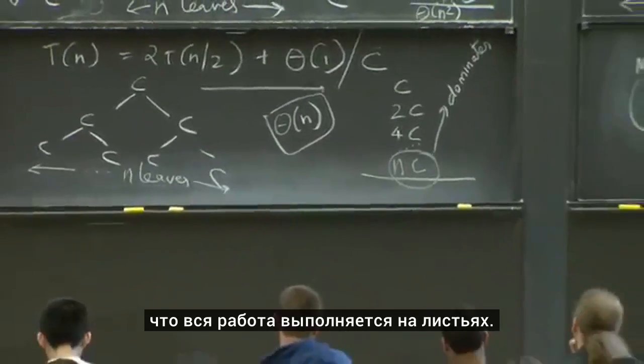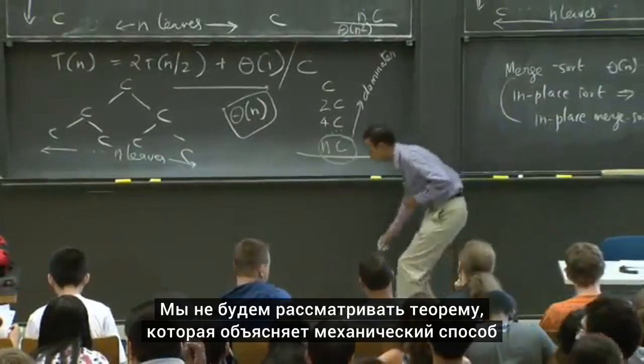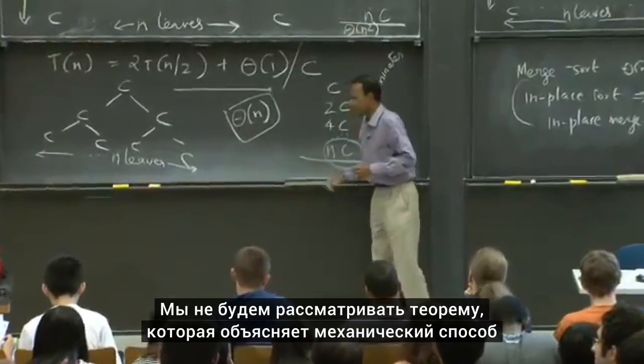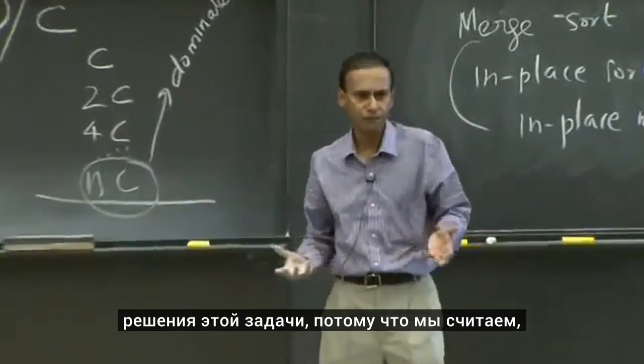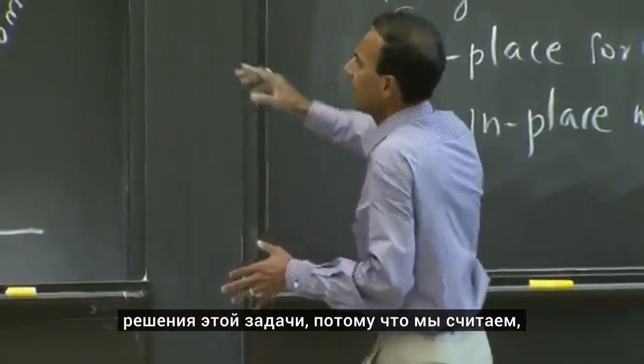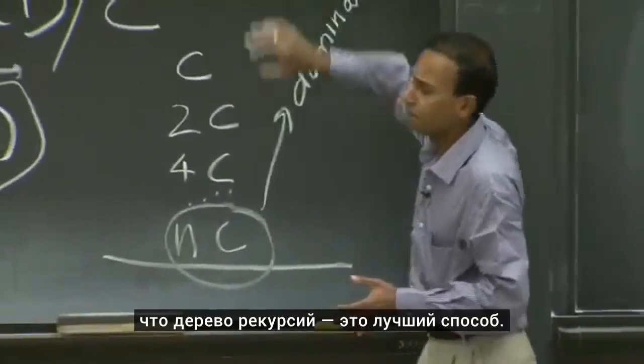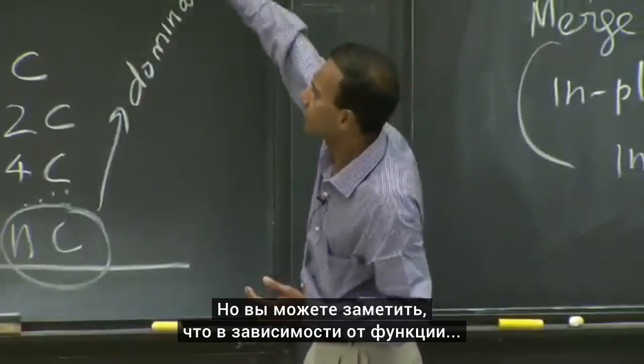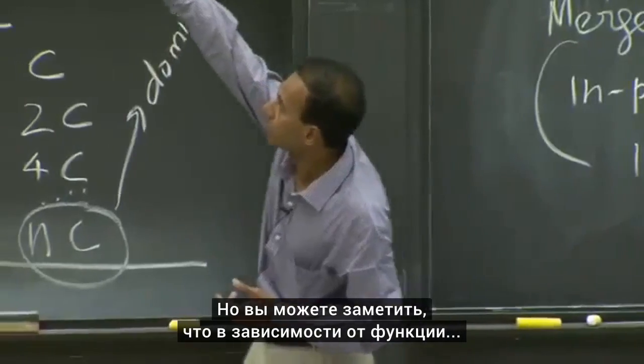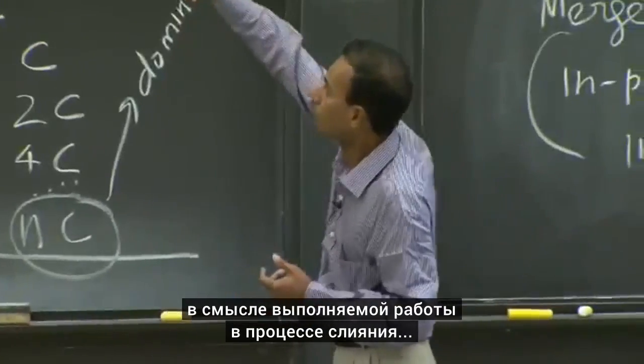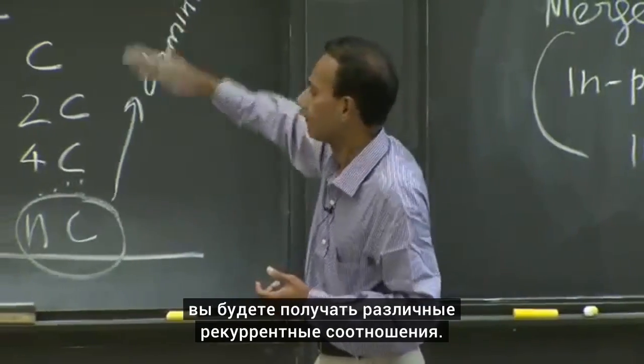We're not going to really cover this theorem that gives you a mechanical way of figuring this out, because we think the recursive tree is a better way of looking at it. But you can see that depending on what that function is, in terms of the work being done in the merge routine, you'd have different versions of recurrences.